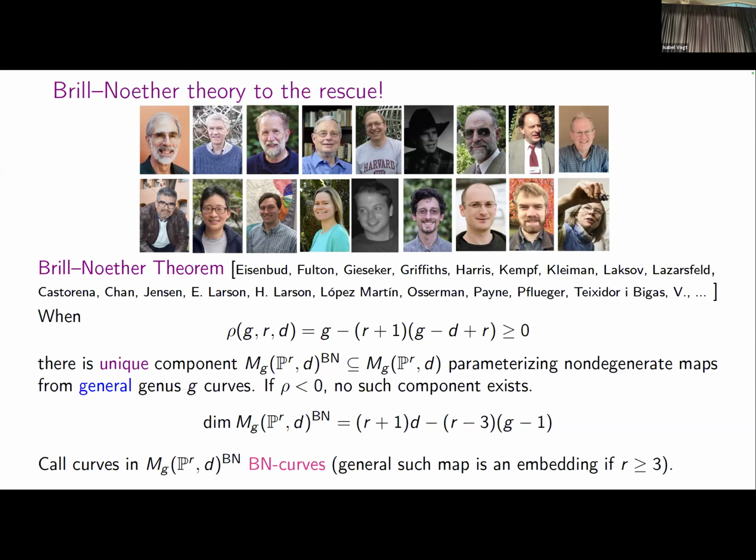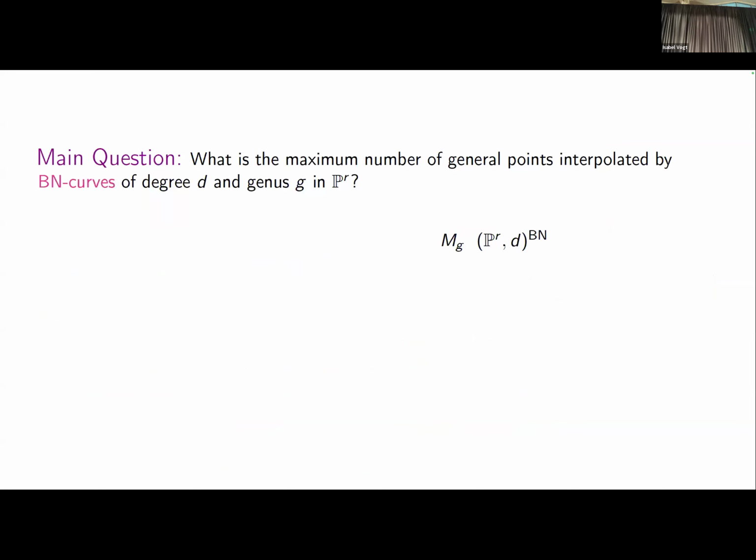Okay, so now that we have this natural class of components, we have an irreducible moduli space. It's the right time to ask our interpolation problem. So we're going to ask, what's the maximum number of general points interpolated by Brill-Noether curves of degree d and genus g in P^r? Of course, there's this moduli space here, the Brill-Noether component of the space of maps. To understand what this maximum number of general points should be, I want to put these points into the problem. I can put them into this moduli space.